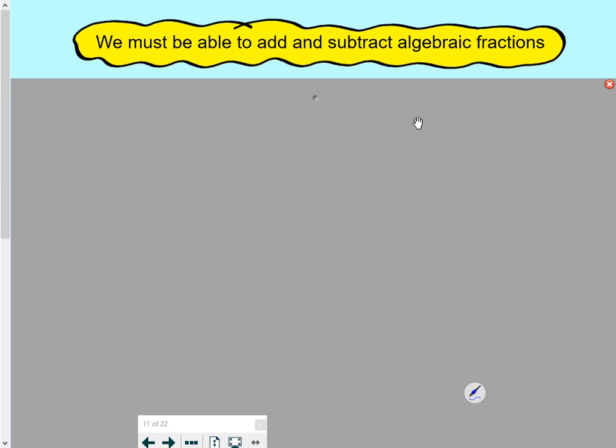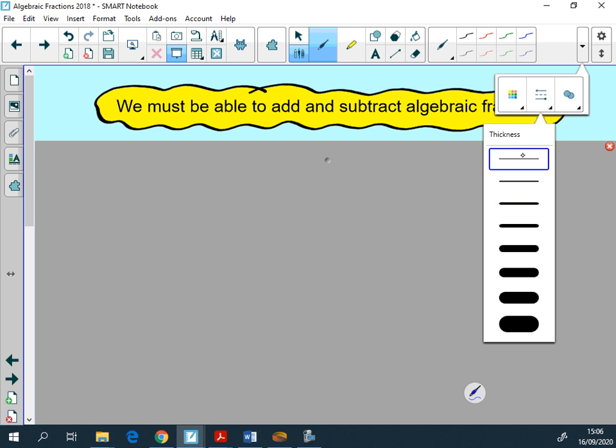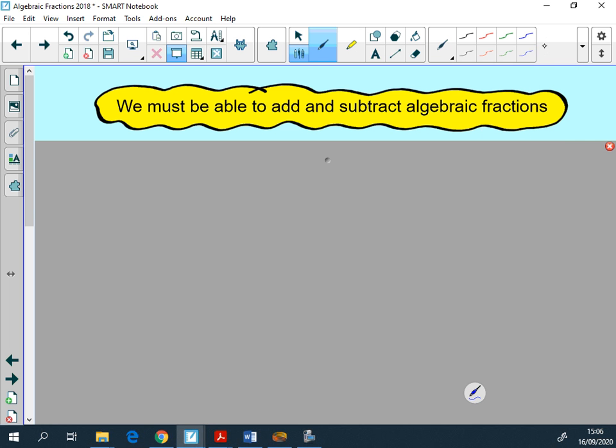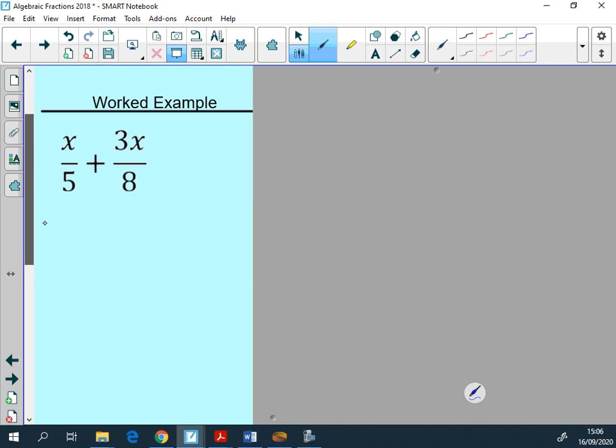So we've tried simplifying with and without factorizing. Now we're going to have a little look at adding and subtracting fractions. When we're adding and subtracting algebraic fractions, it's just the same as when we're adding and subtracting regular numerical fractions. We need to get a common denominator. And that's very often the part that students find trickiest, getting that common denominator.